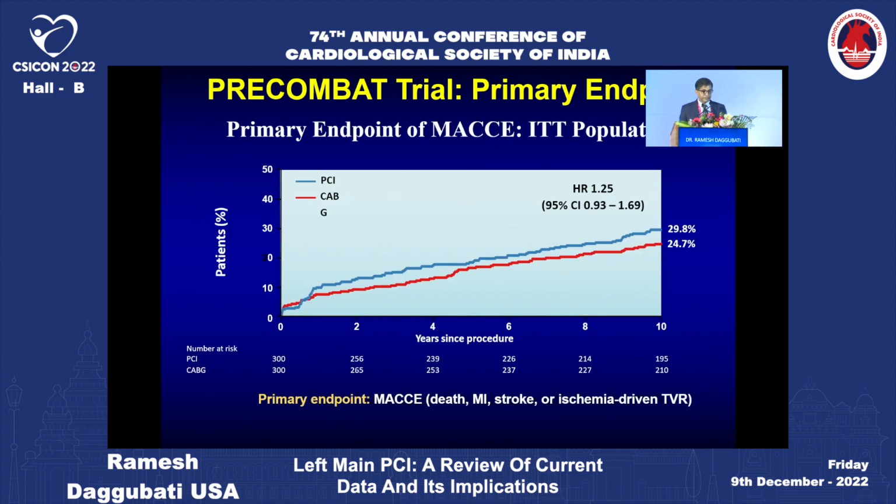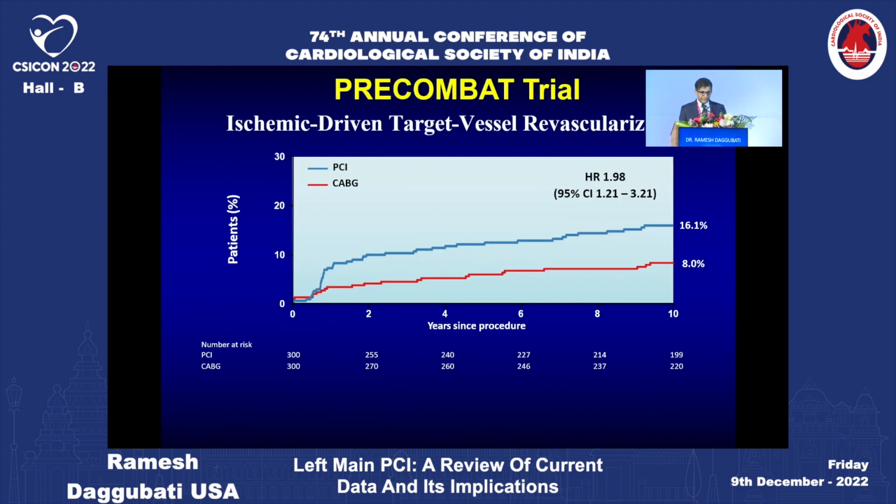PRECOMBAT is a Korean study looking at about 300 patients in each arm, PCI versus CABG, and looked at the 10-year data. Now we have the primary endpoint of major adverse cardiac and cerebrovascular events. Intention-to-treat analysis showed that PCI still has higher rates of the primary endpoint, at 29.8% versus bypass surgery at 24.7%. But this is mostly driven by ischemia-driven target vessel revascularization in PRECOMBAT. There was no difference between death or MI in this study. So mainly about an 8% difference in ischemia-driven TVR favoring bypass surgery over PCI.